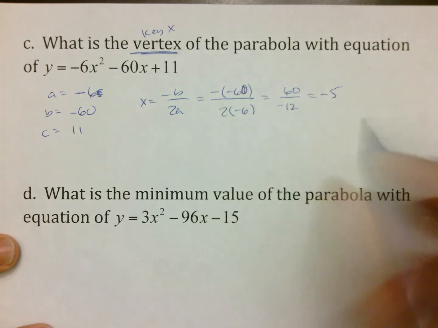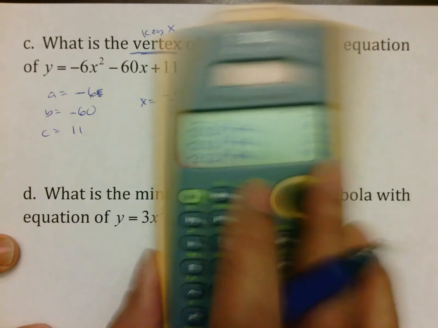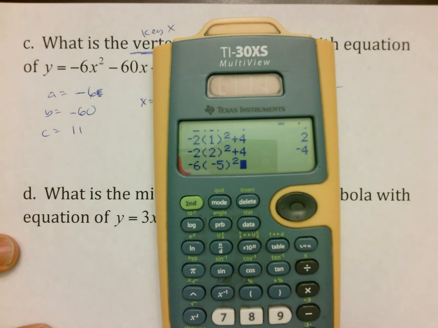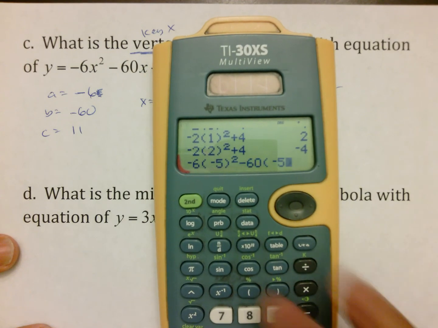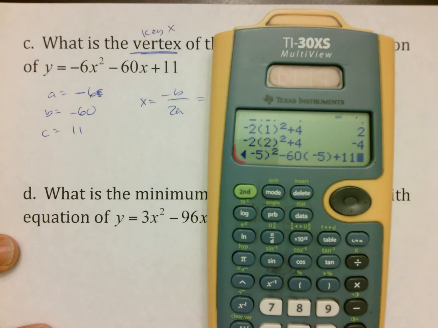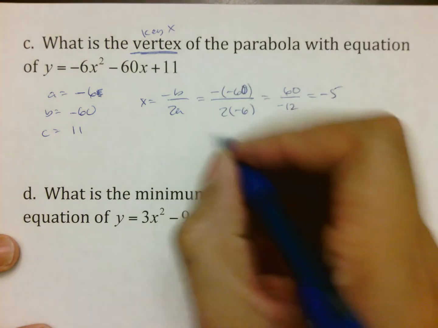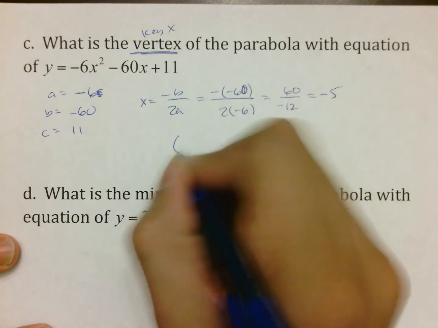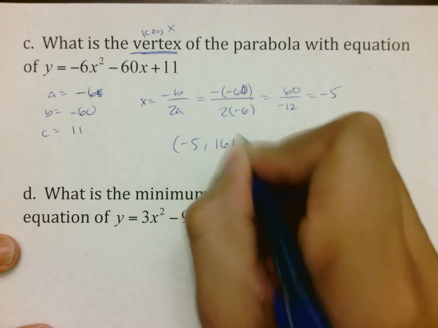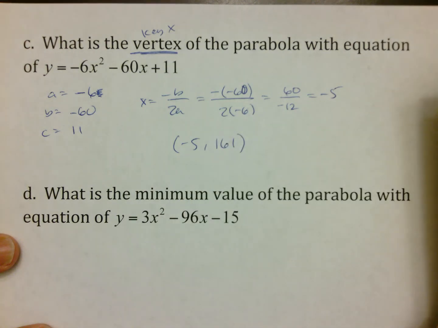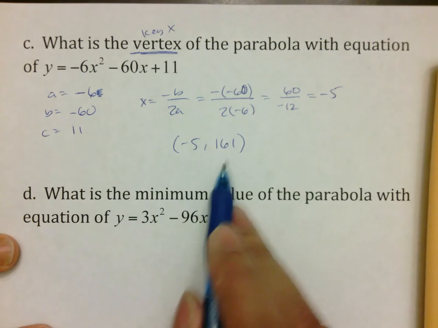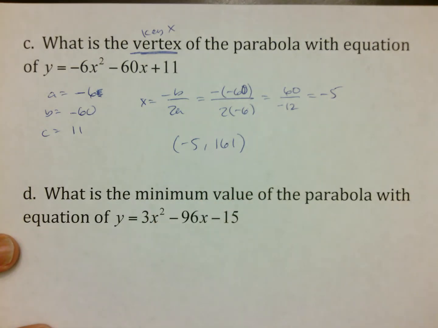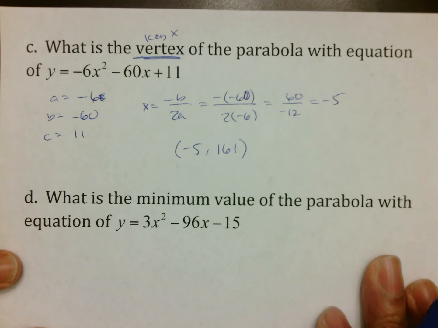Remember that the vertex is a point, and so you have to actually take your negative 5 and plug it in. Gives me 161. So we go to negative 5, 161. Just had to make sure I typed it in right, but I'm pretty sure I did. So yes, that would be your vertex. Again, whatever value you get for x, plug it back in, get your value for y. That gives you the 2 points you need for your vertex. Again, remember that your vertex comes from your key x, but it is a point.